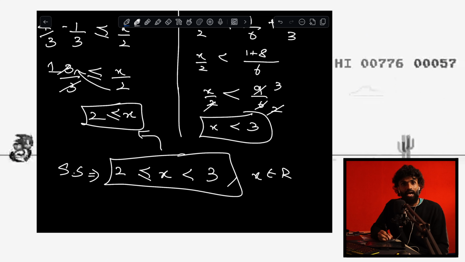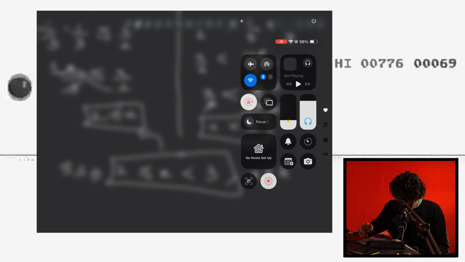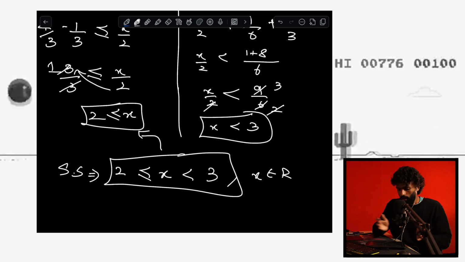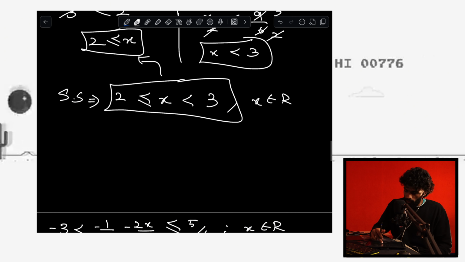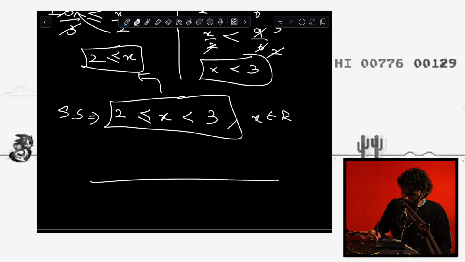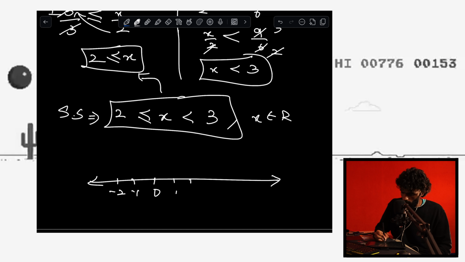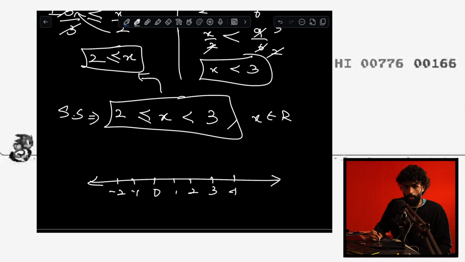x is greater than or equal to 2, and x is less than 3, which means all my answers are between this specific range. So I'll try to represent the same thing on the number line. Regular number line need not teach you guys. I'll write -2, -1. The center is always 0, +1, +2, +3, 4 and keeps going.